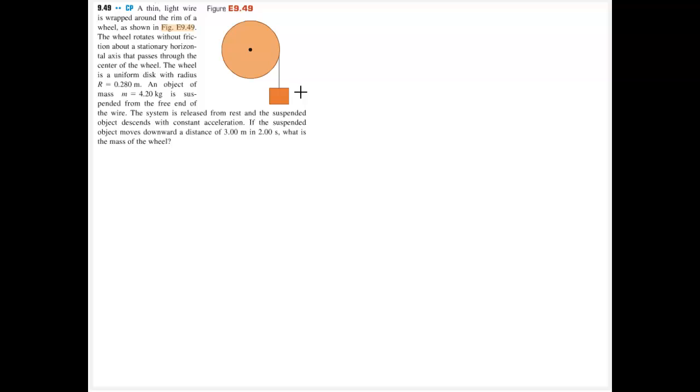So if I have this block initially at some position, it's starting from rest, so that's going to be equal to 0. Then after a time of 2 seconds, it's going to be down here, and it's going to have some velocity. Just to make my life simpler, I'm going to say that this is my 0 position, so that's my y 0 position. Therefore, this is going to be 3 meters.